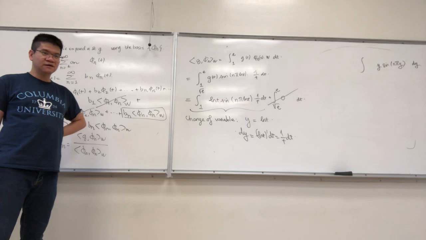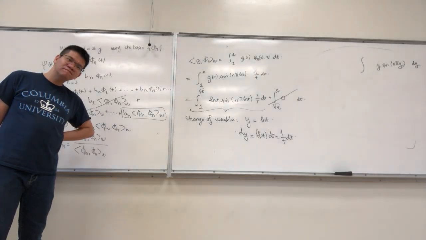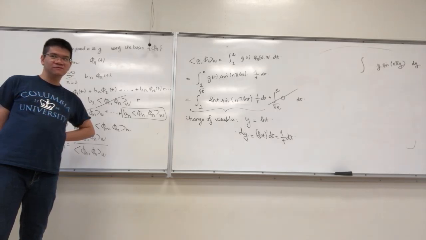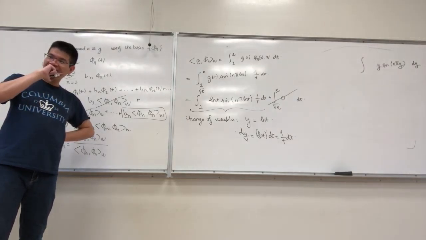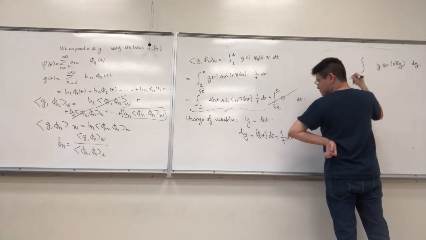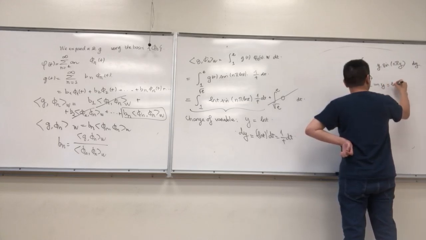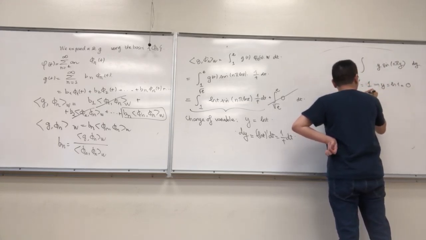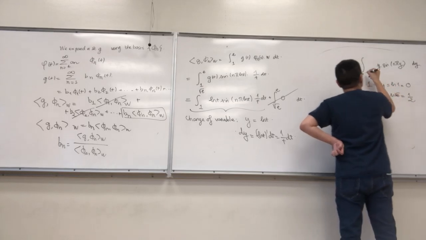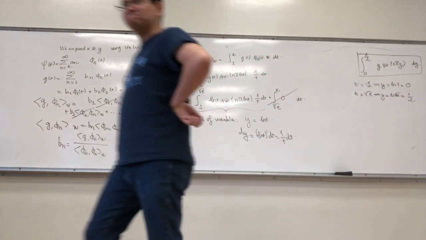Yes? From 0 to the square root of e. Yes, and this is? One half, yes. Right, so can you explain the process? When t is 1, y is log 1, and this is 0. When t is square root of e, y is log of square root of e, and this is 1 half. So here I have the integral from 0 to 1 half. This is the integral that I want to compute, right?